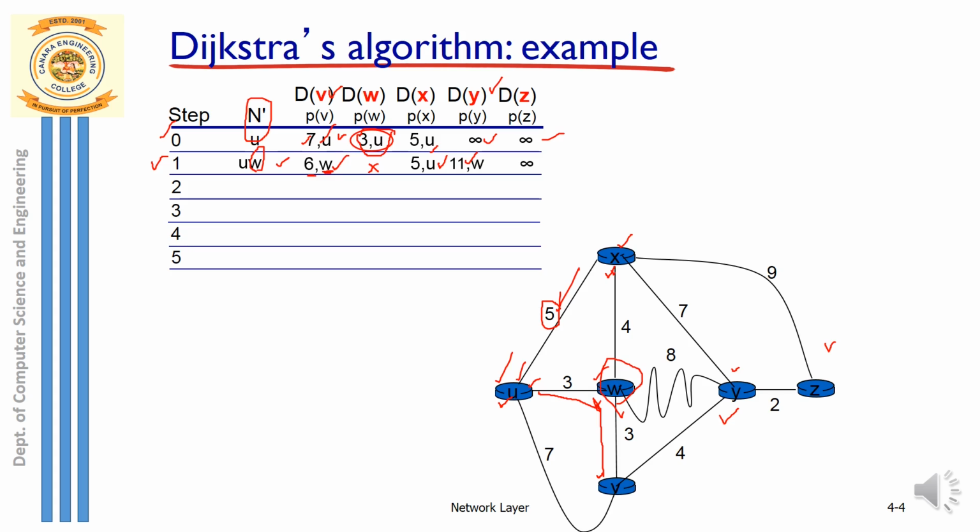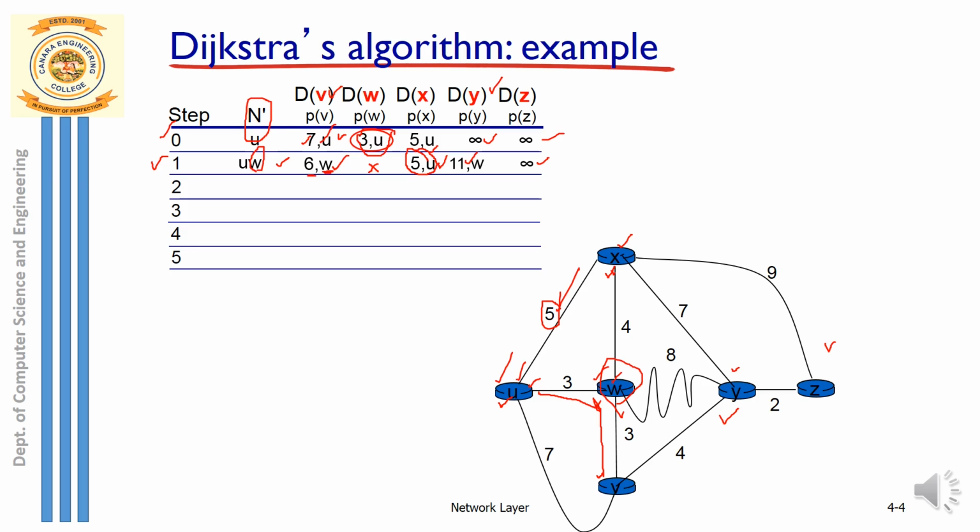Finally, U to Z you are calculating. Can you calculate U to Z via node W? I cannot, since I don't have any direct link from node W to Z, so I have to keep this as infinity itself. At the end of step 1 you can see which is the shortest distance out of these. It is 5 comma U, the shortest distance out of all.